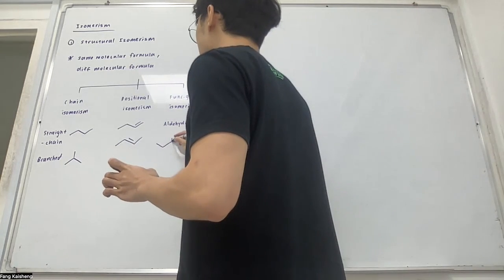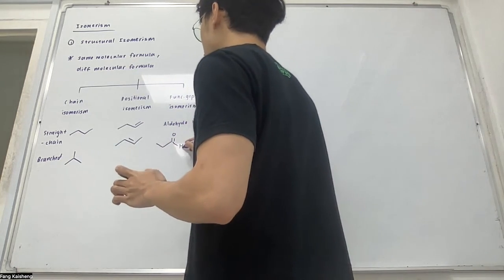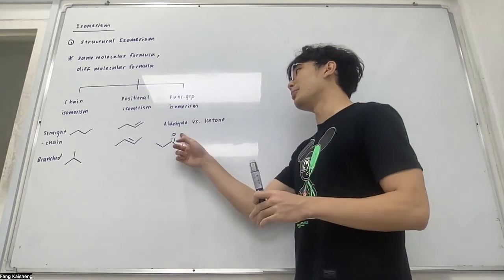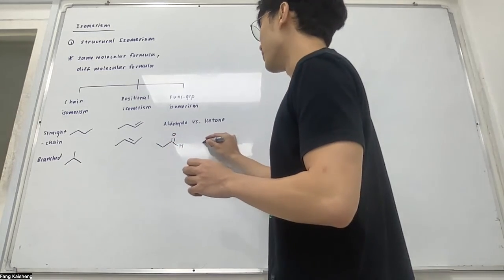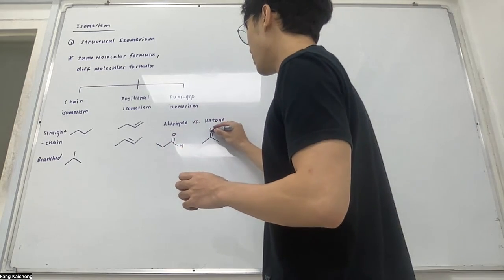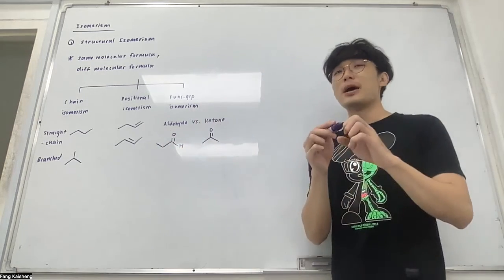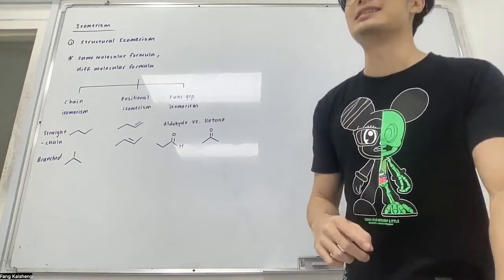An aldehyde looks like this. Okay, so what I'm saying is this. The functional group of an aldehyde is C double bond O with an H bonded to it. But for a ketone, it's a bit different. I will have just a double bond O like that, no H. But you can see overall the molecular formula is the same.